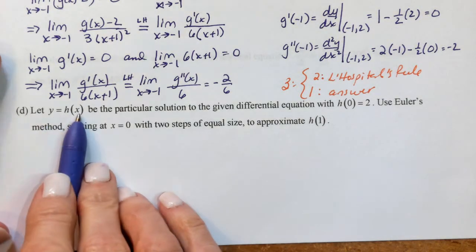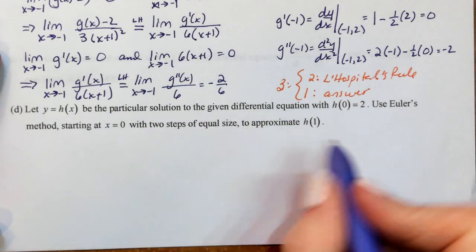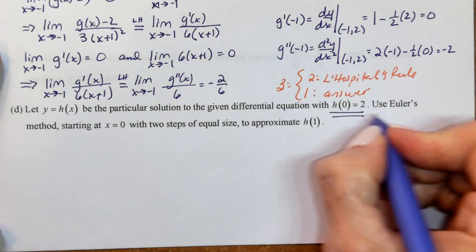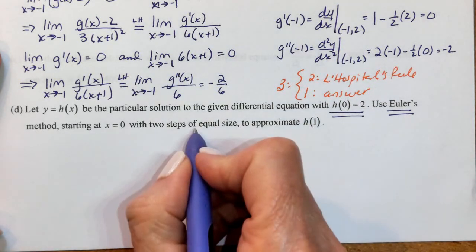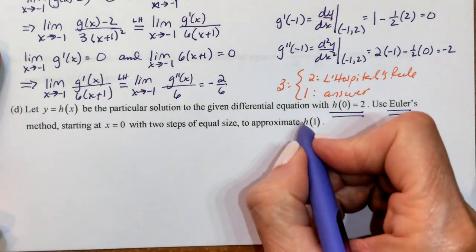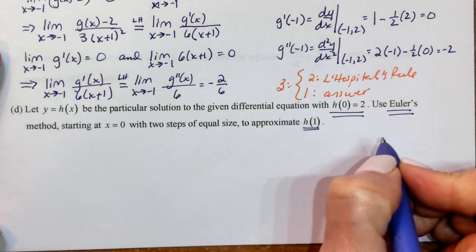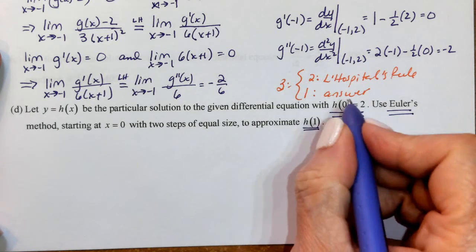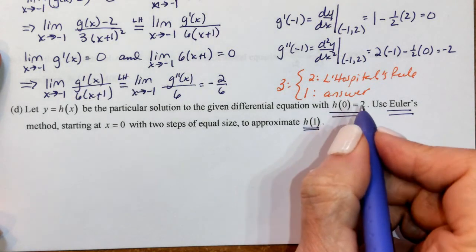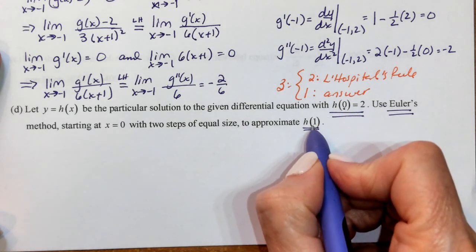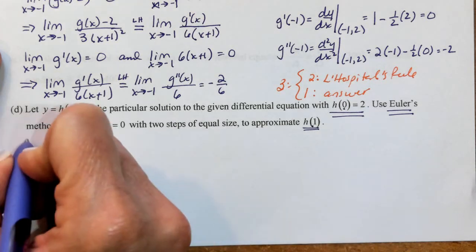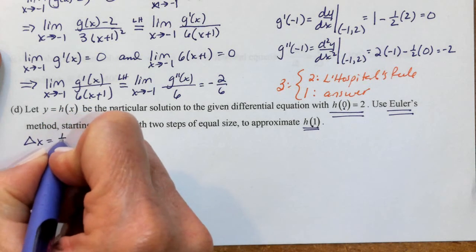All right. Let y equals h of x be the particular solution with h of 0 is 2. Use Euler's method, starting with x equals 0, 2 steps equal size to approximate h of 1. So, little Euler's method thrown in here. So, all right, so we're starting at x is 0, we're going to x is 1 with 2 steps equal size, so delta x is 1/2. I always start there.